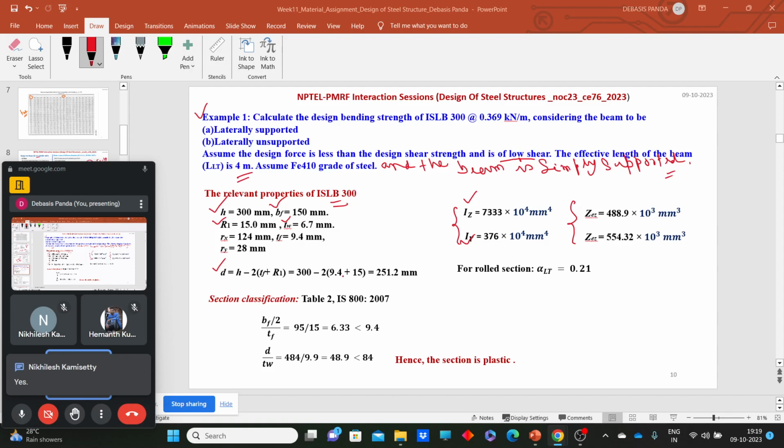Okay, so first thing, what we need to do? First, we need to define the section. Is it a plastic section, compact section, or other? From where can we get the information? From table 2. On the last class, we did the exercise. First, we need to calculate the value of BF by 2 divided by TF, which in table 2 is given as B by TF. That value is well within 9.4, and D by TW is also well within 84. If these values match, then we can say yes, this section is a plastic section.